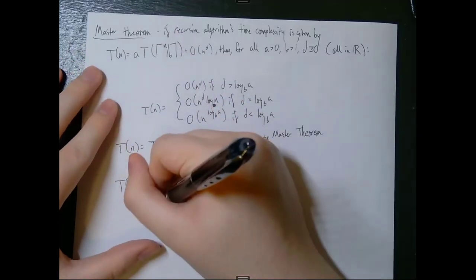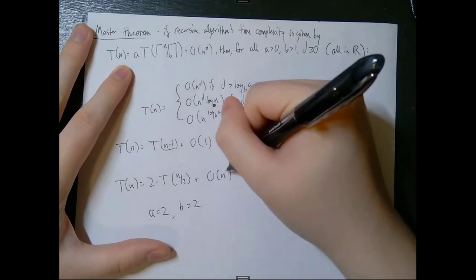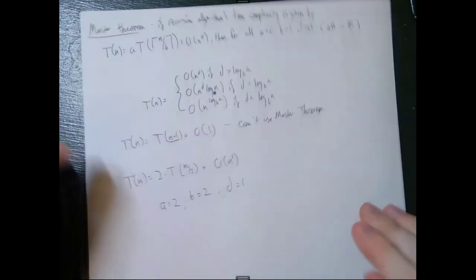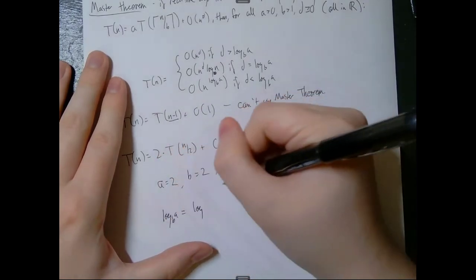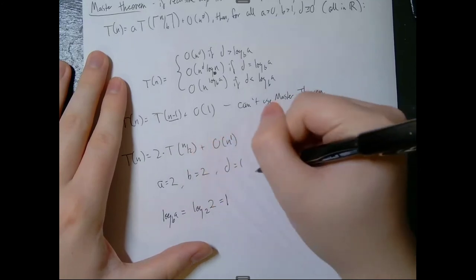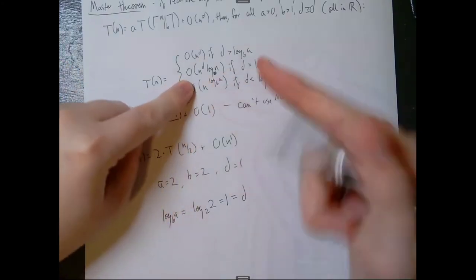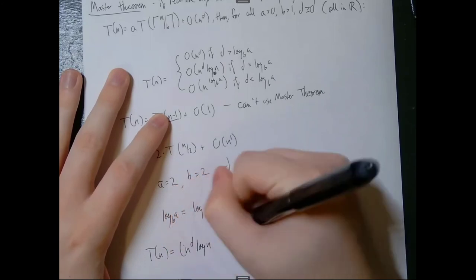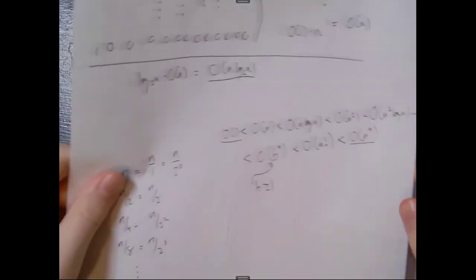So we'll note that in this case, a will be equal to 2, b will also be equal to 2, and d is equal to 1, since this is n to the first power here. So then what we'll do is check log base b of a, which is log base 2 of 2, which is equal to 1, which is exactly equal to d. So because log base b of a equals d, we're going to take this option right here. So we'll say that T of n is equal to n to the d times log n, which in this case is n to the first times log n, which is exactly what we got in the tree method for merge sort. Right here, n log n.